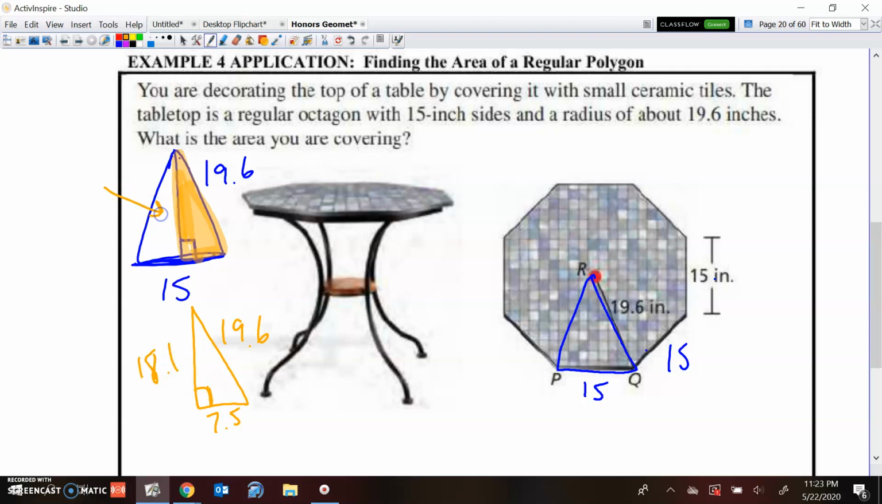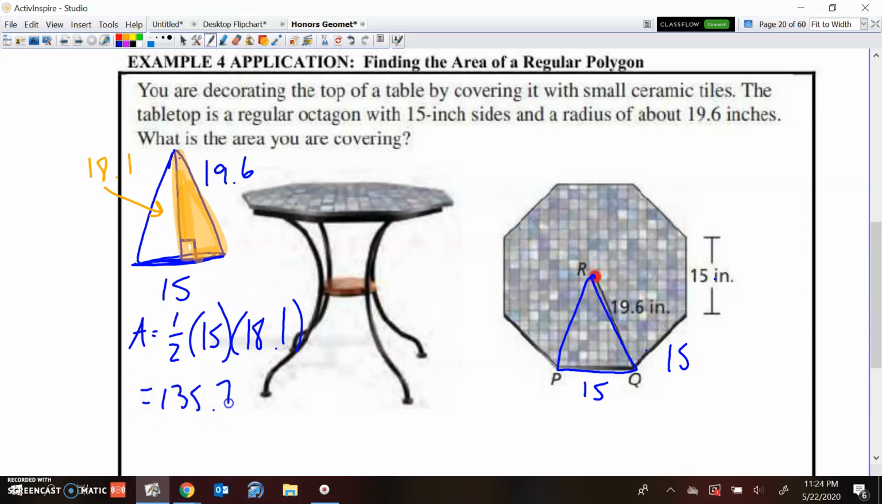So now I have all of those components. Now I can go ahead and find the area of that full triangle. So let's do that in blue. So area is equal to 1/2 the base of 15 times the height, 18.1. Okay, so I can really just do 7.5 times 18.1, and I get the area is 135.75, and I have how many triangles?